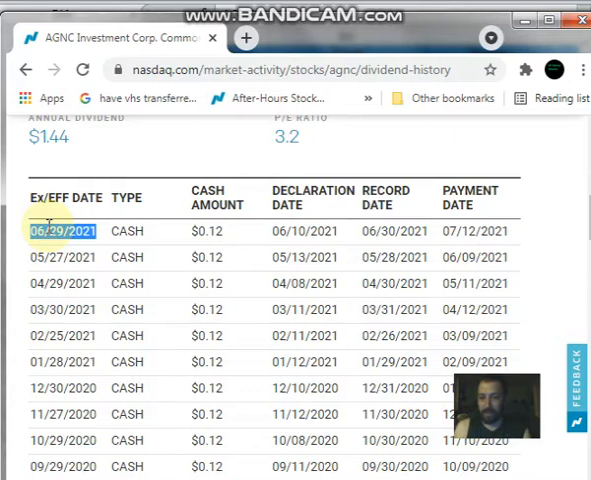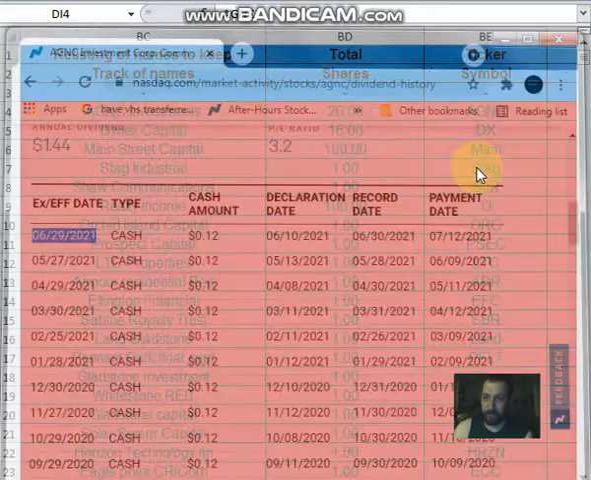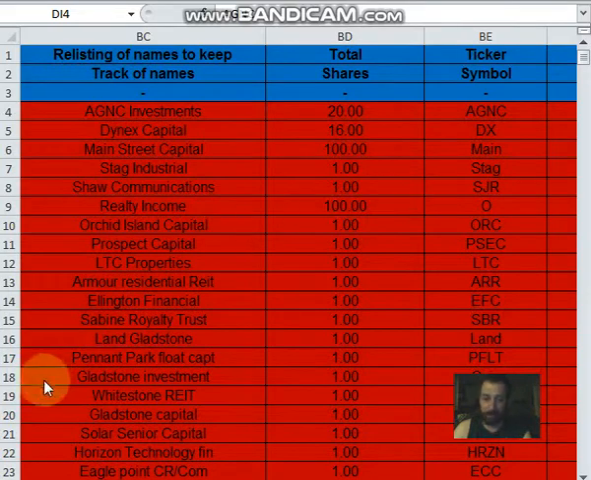The record date is when they record who all has held the stock, and then the payment date is when you can expect to get the payment of the dividend. So now that we've gone through that, let's move on to a little bit more exciting and fun things.